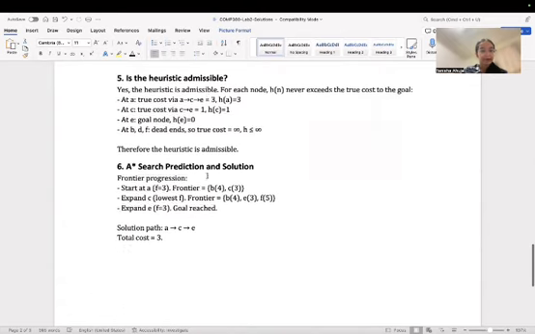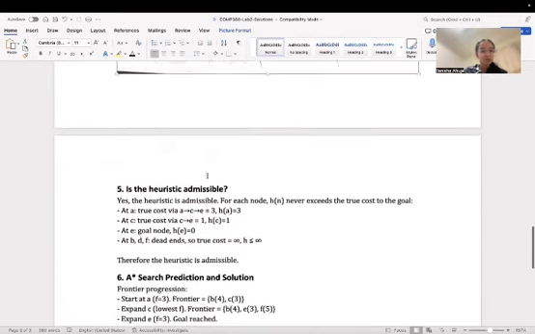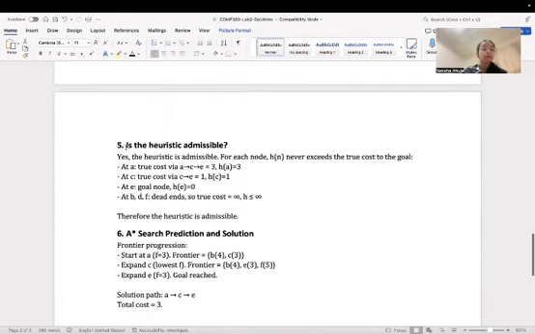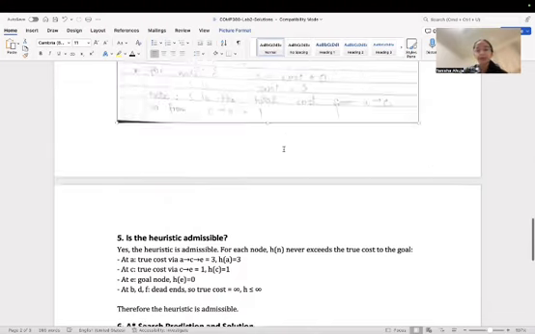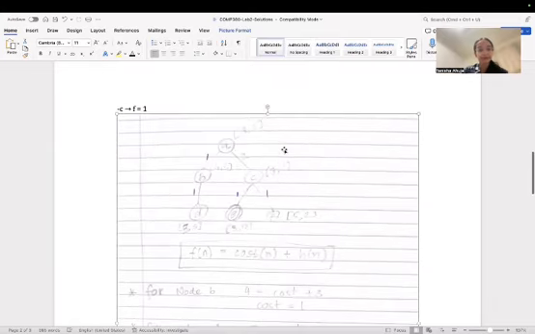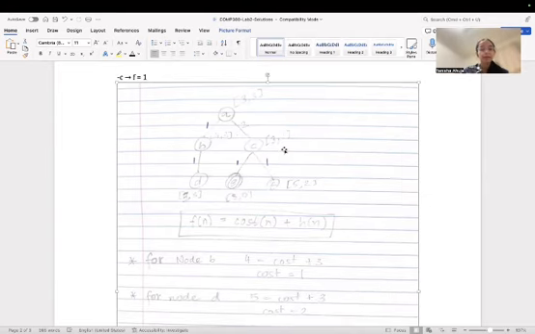And then the fifth question: is the heuristic admissible? First, it proved that none of the heuristics are negative. So yes, the heuristic is admissible because the first condition is proved. Secondly, it can never exceed the true cost to the goal.